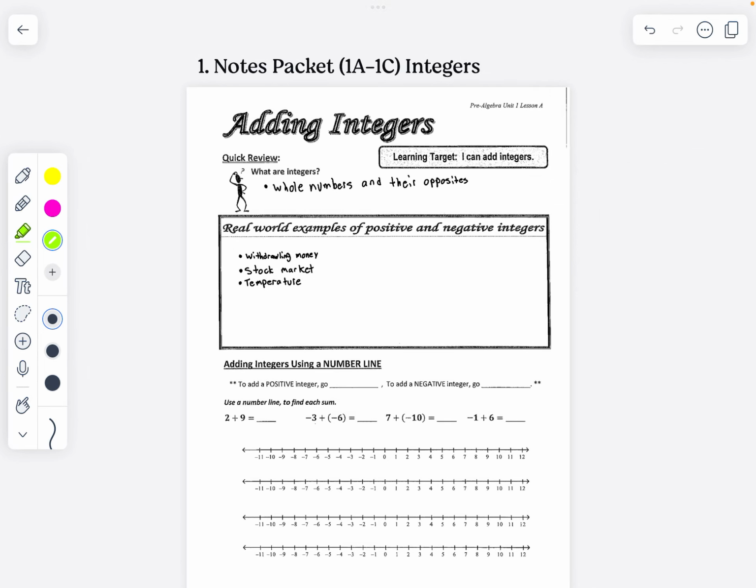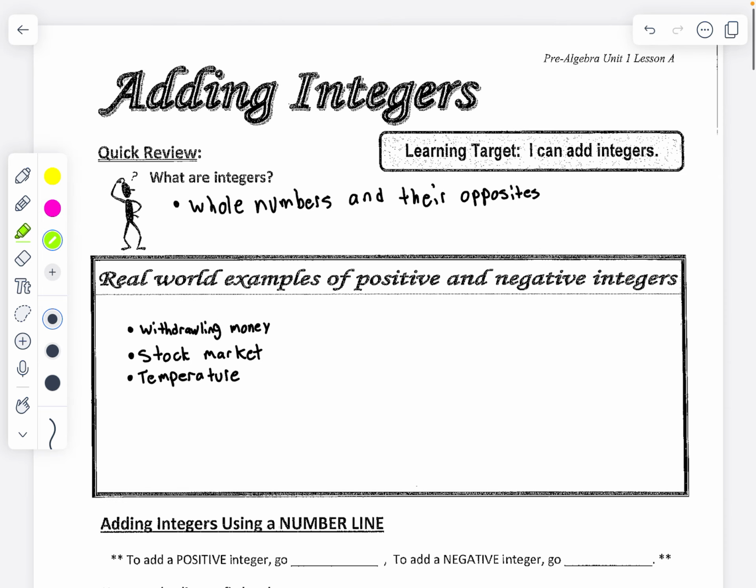Hello everybody, today we will be doing our first lesson of the unit, which is going to be over adding integers. Our learning target is: I can add integers. So what are integers? Integers are whole numbers and their opposites.